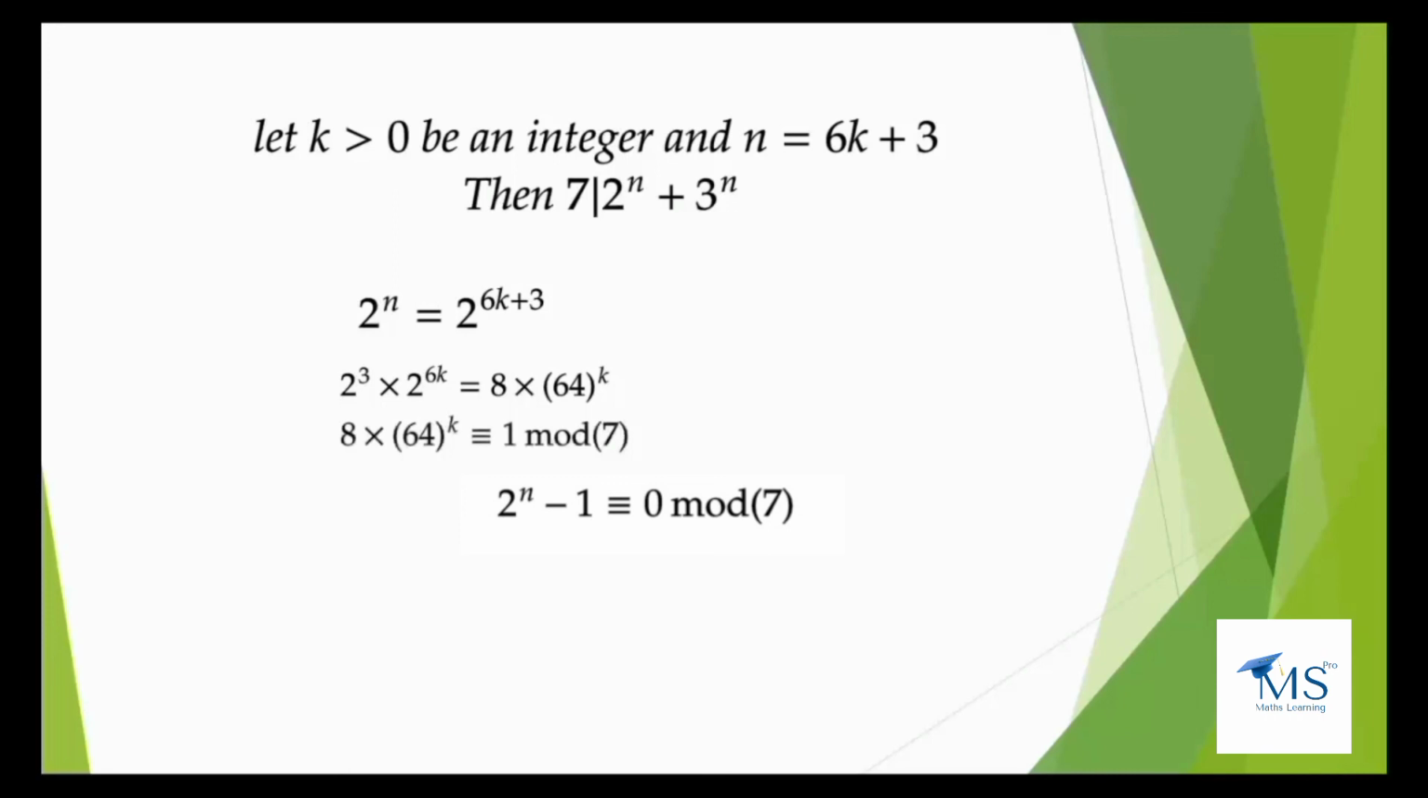And this simply implies that 7 divides 2 raised to the power n plus 3 raised to the power n by the first proposition that we already have proved.